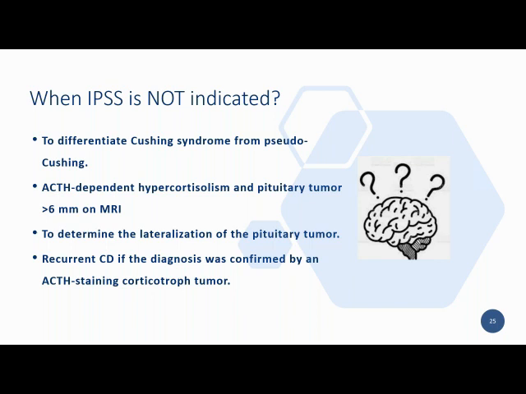It's also not indicated to determine lateralization of a pituitary tumor secreting ACTH when you have a negative MRI that cannot be trusted. It's also not indicated in recurrent or residual Cushing's disease if that diagnosis was confirmed by ACTH staining corticotroph tumor.